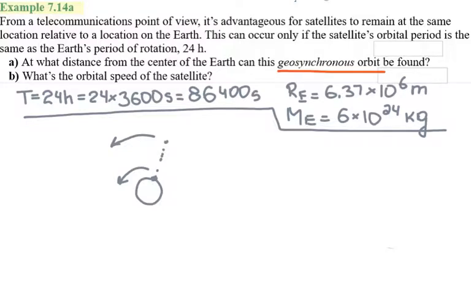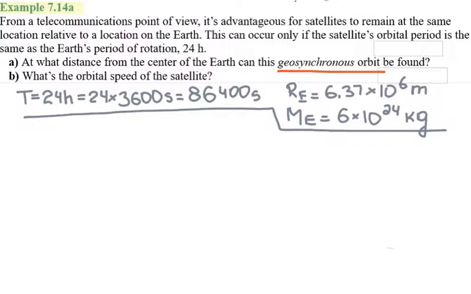So it's rotating at the same angular velocity as Earth is rotating. So every second it covers the same angle. So let's say if the Earth covered this angle, this satellite covers the same angle, not the same velocity, but the same angle within 1 second.